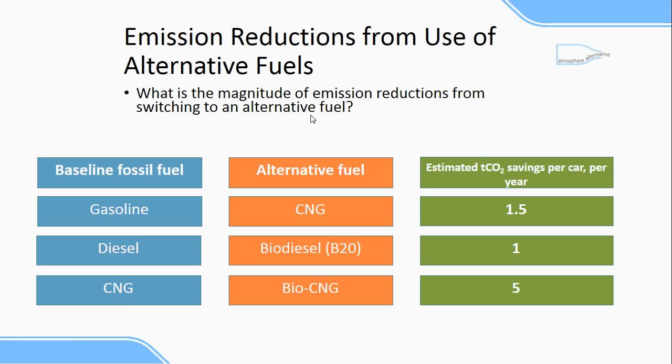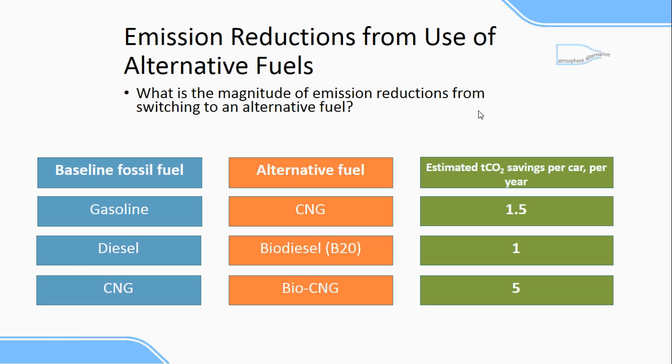Now, if you look at a switch from a baseline fossil fuel like diesel to an alternative fuel like biodiesel, I set this at a B20, which is 20% biodiesel and 80% petrodiesel, because this is a type of fuel that can generally be used without having to make any changes to the technology. So if you do a switch from full petrodiesel to a B20, the estimated tons of CO2 savings per year might be about 1.